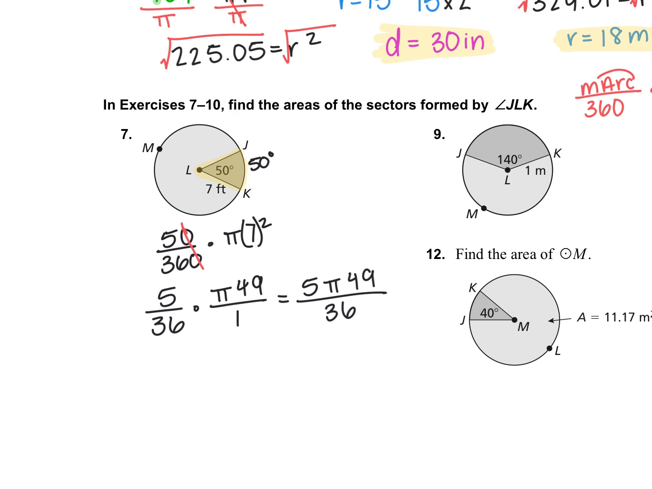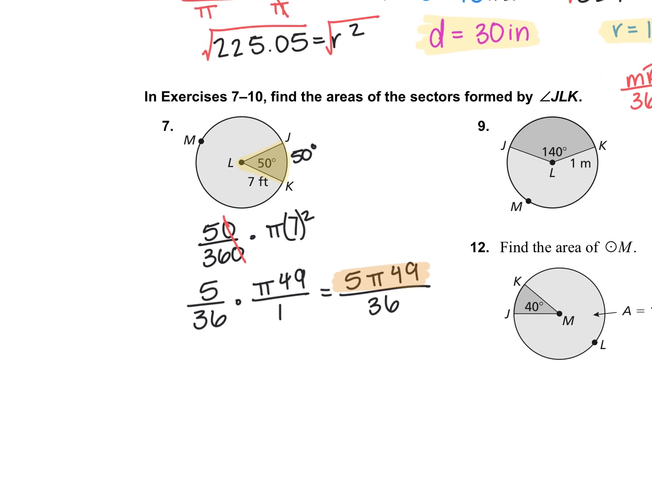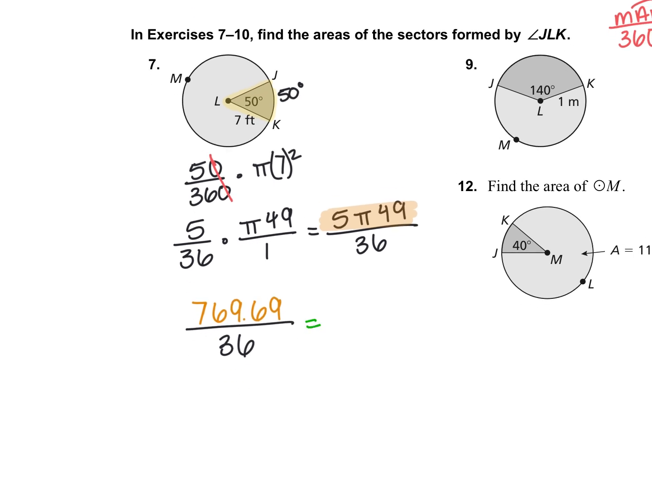What am I multiplying? I'm multiplying 5 times pi times 47. Wait, why 47? I'm sorry, 49. Thank you. So if you multiply all that correctly, remember we're rounding to the nearest hundredth. You're going to get 769.69. And then you're dividing that by 36. If you divide it correctly, what should your answer be? 21.38. Good, 21.38 feet squared.